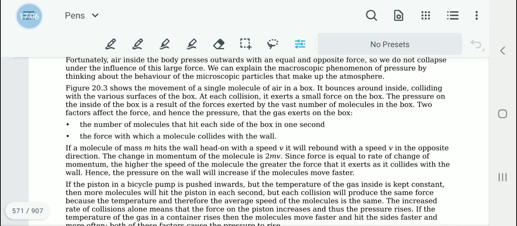The pressure created by a gas depends on two factors. The first one is the number of molecules that hit each side of the box in 1 second, right? And the second one is the force with which a molecule collides with the wall. If it has a higher force, it means it is moving faster. So if it is warm, it has molecules moving faster. As a result, it creates a higher pressure on the walls.